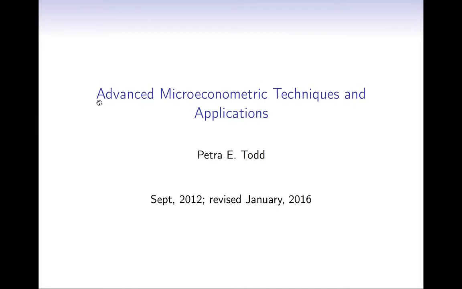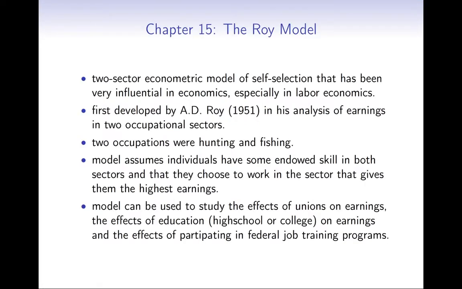Okay, this chapter is chapter 15, which is the Roy model. The Roy model is a very influential model in economics, and the model is all about self-selection. It was first developed by Roy in his analysis of earnings in two occupational sectors. And in Roy's example, the two occupations were hunting and fishing.